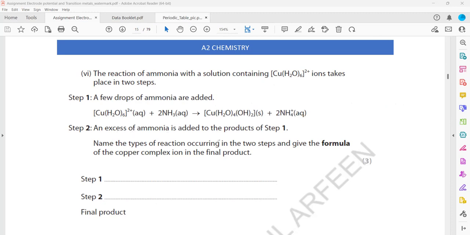So adding an excess of ammonia is a type of reaction that occurs in two steps. The first one is always acid-base, but with copper and ammonia, the second one is the ligand exchange. And what is the final product? The final product is where the two hydroxides and the water molecules are replaced by ammonia.